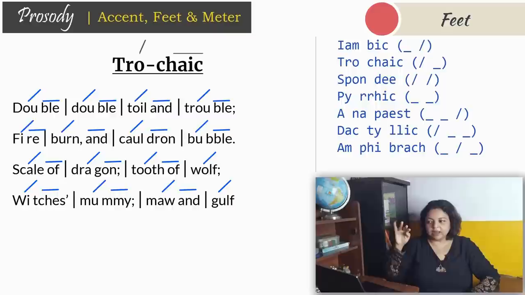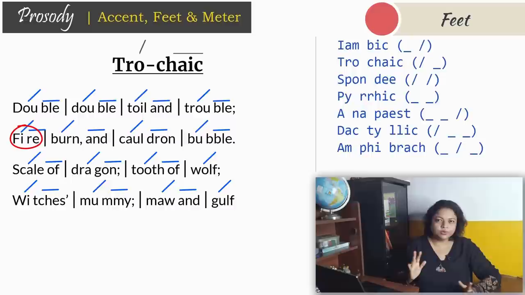Stress, unstress. But the next line is fire. So what is this? This is disyllabic, monosyllabic. Doesn't matter. Because even if it is monosyllabic, you still put an accent there. Fire. Okay? Burn and cauldron bubble. That is fine. Come to the last line.